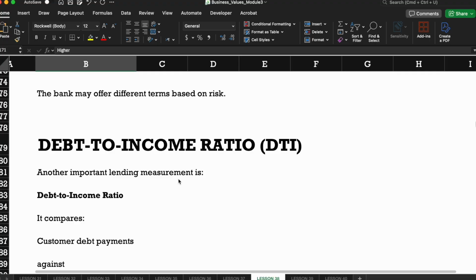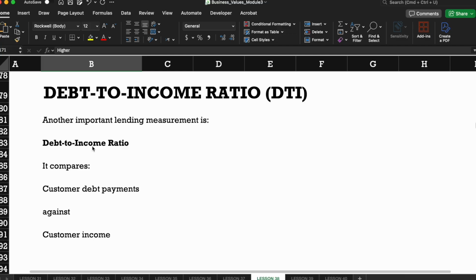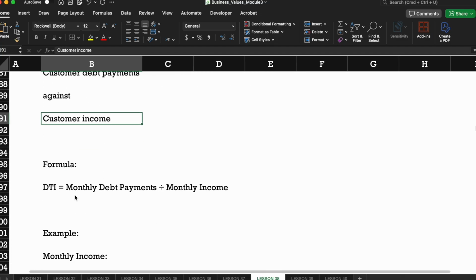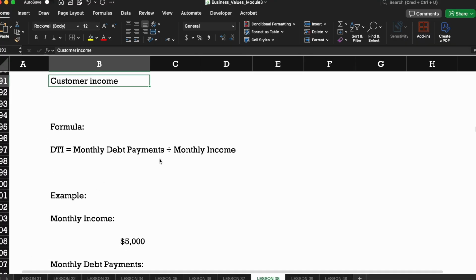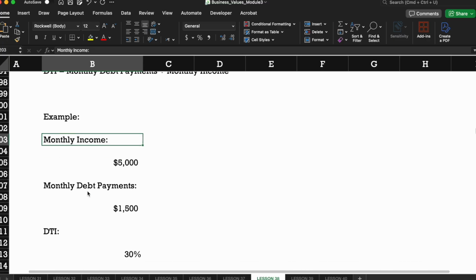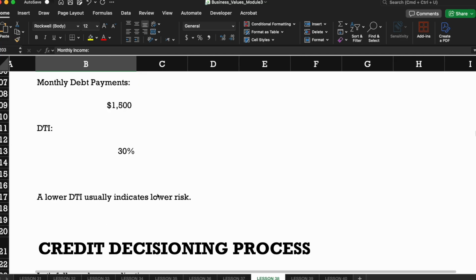The bank may offer different terms based on risk. Debt to income ratio, DTI. Another important lending measurement is the debt to income ratio. It compares customer debt payments against customer income. Formula for DTI: monthly debt payments divided by monthly income. For example, monthly income 5,000, monthly debt payment 1,500, DTI is 30%. So a lower DTI usually indicates lower risk.